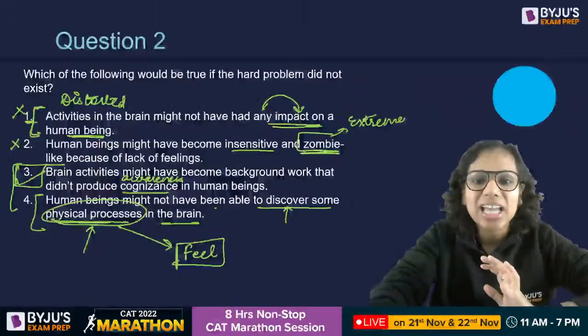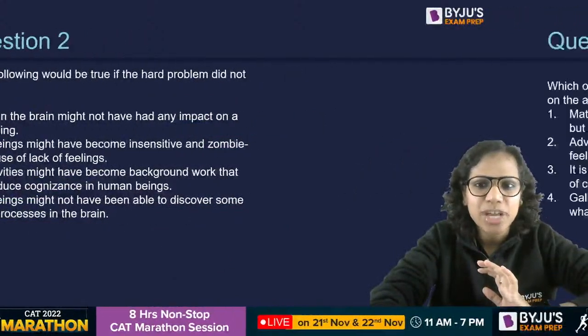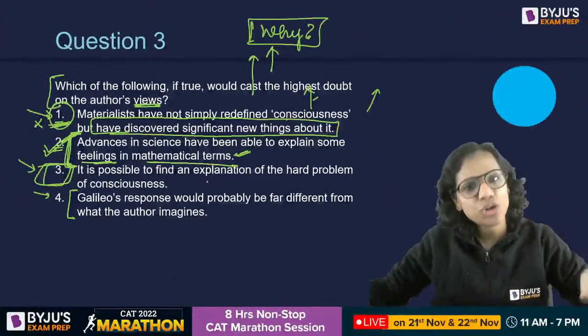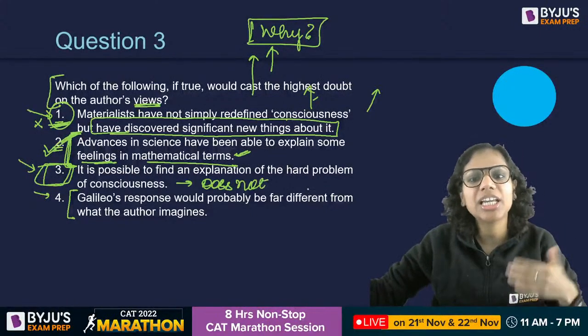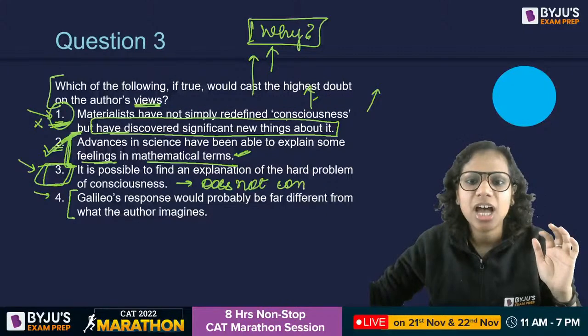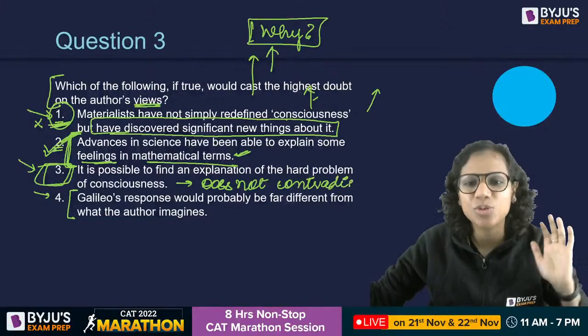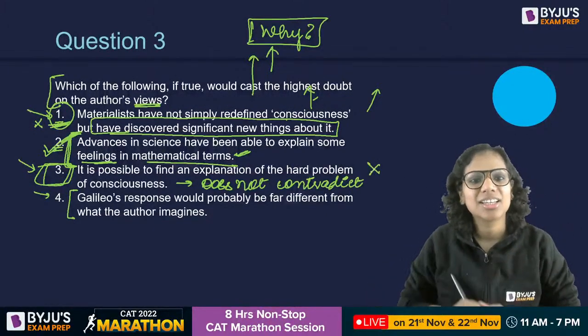So that is why saying that it is possible to find an explanation does not contradict the author's views. The author did not say that you can't find an explanation at all, just that materialists can't find it in scientific terms. So even 3 goes.